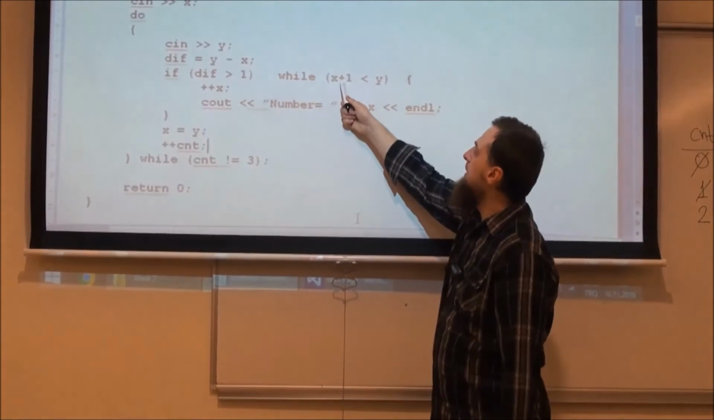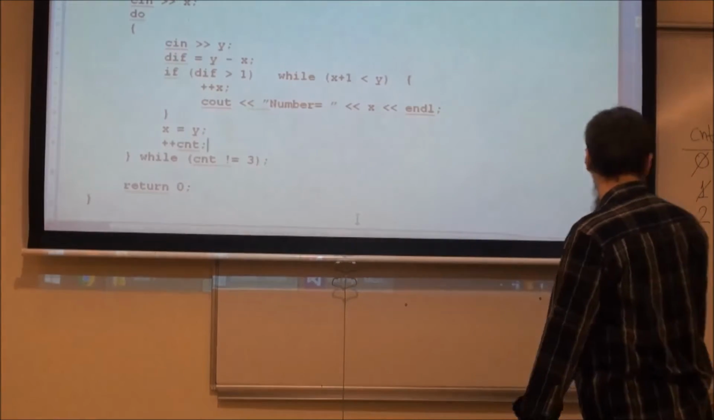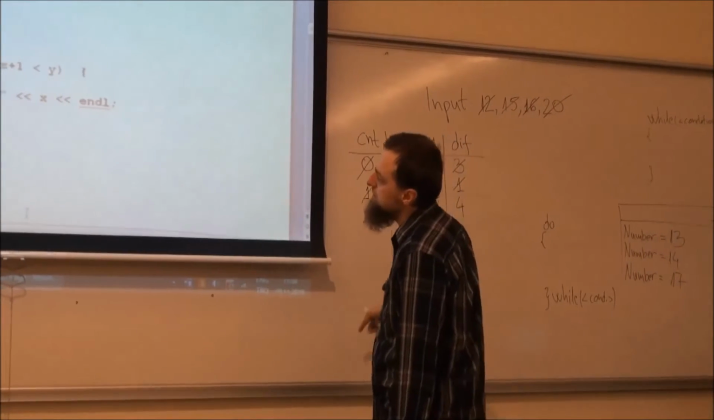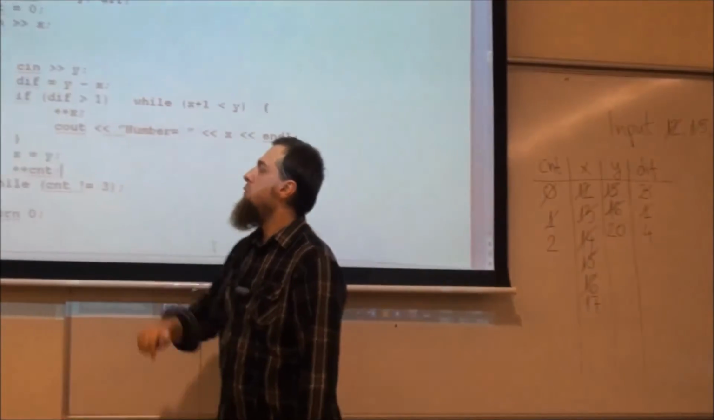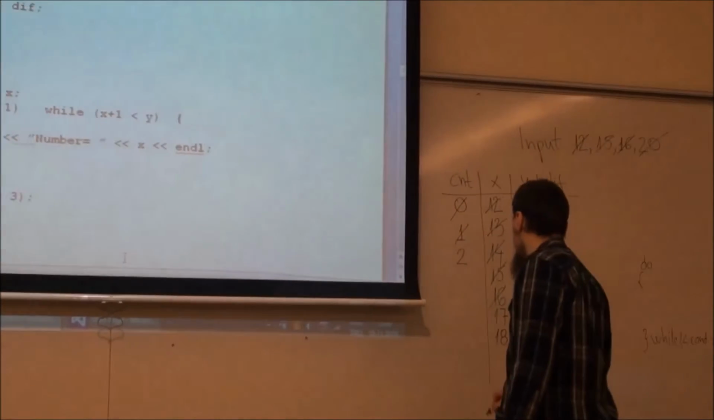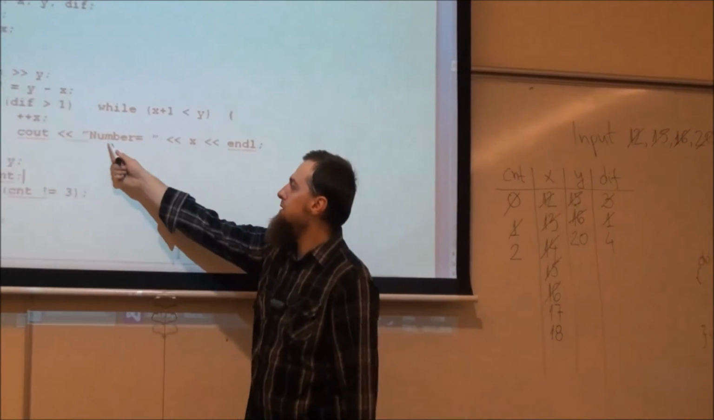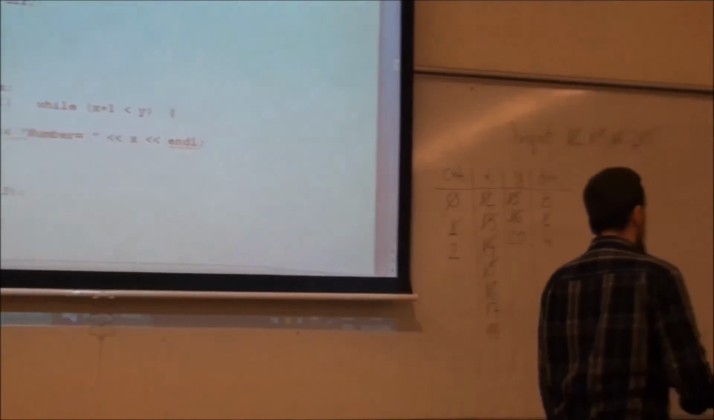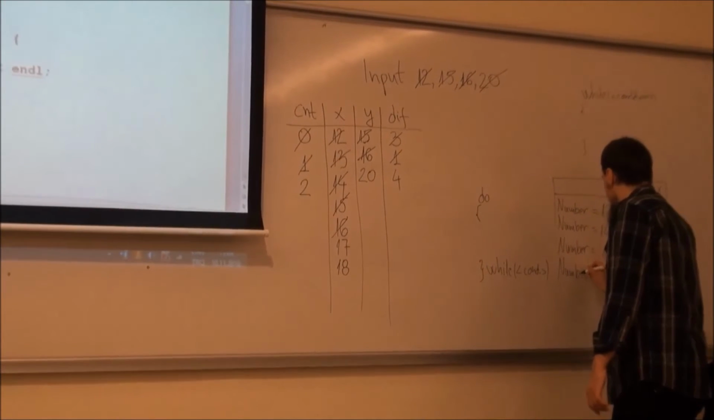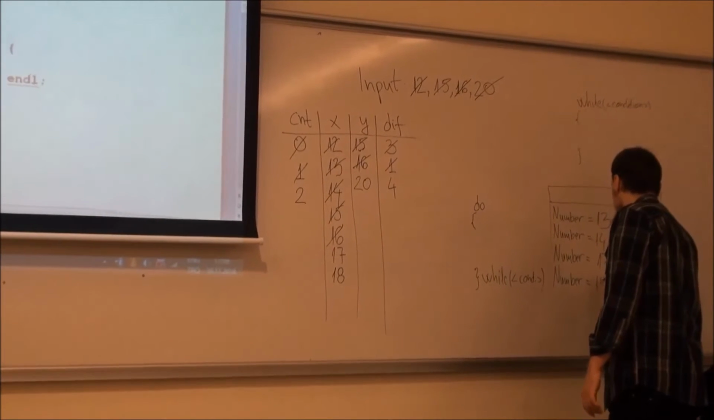We check while again. X plus 1 is smaller than y. 17 plus 1 is 18. Is 18 smaller than 20? Yes, it is. We go inside. We increment x by 1, so x is now 18. We are printing this 18 at the console. Again, number is equal to 18.